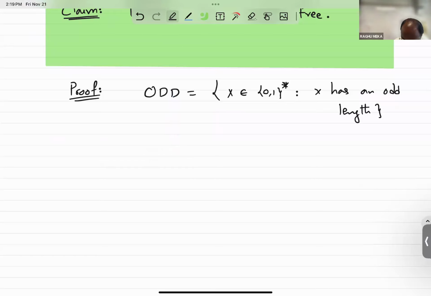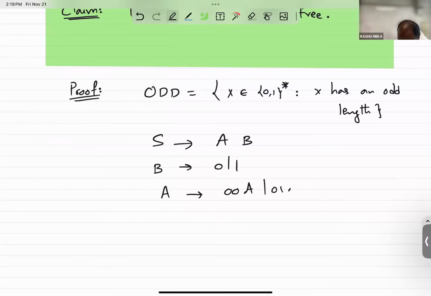Yeah. So, okay, so let's see. I think this is what you mean. So A to B, let's say B goes to 0 or 1. Okay. And A goes to 00A, 01A, 10A, 11A, and maybe epsilon. Right? This is what you had. This is excellent. This works.